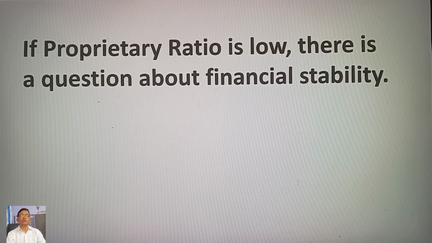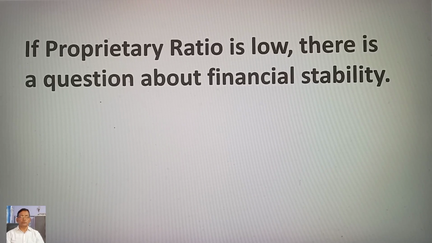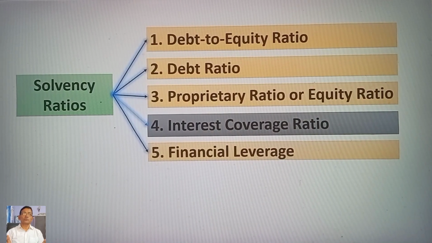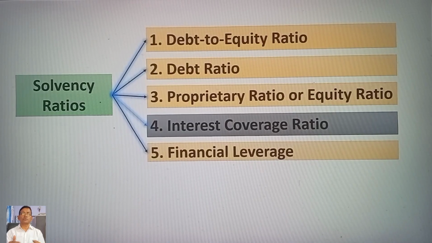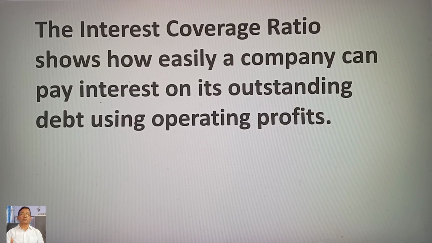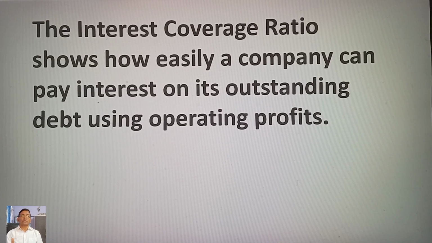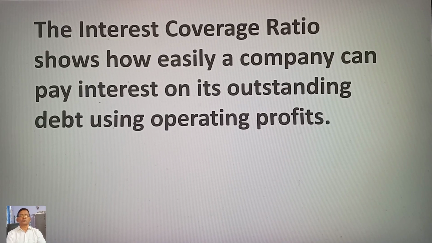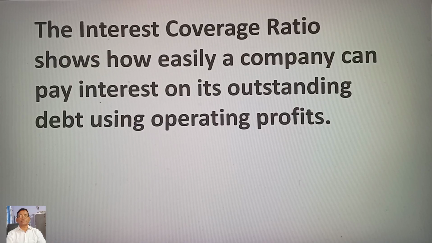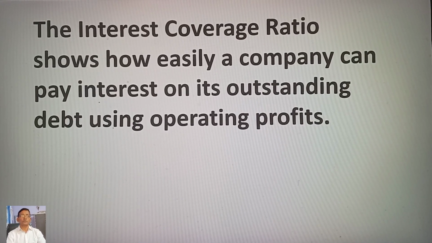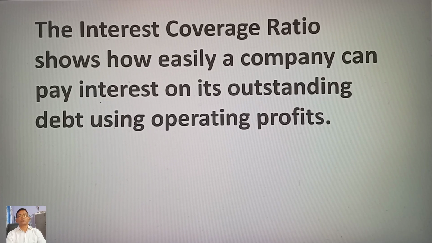The amount of equity that a company should use is not there, which makes the business unstable. Fourth, interest coverage ratio. The interest coverage ratio shows how easily a company can pay interest on its outstanding debt using operating profits. This ratio helps in determining how many times a company can pay the current interest rates with their existing funds or current earnings.